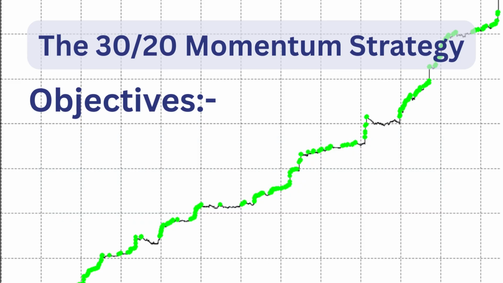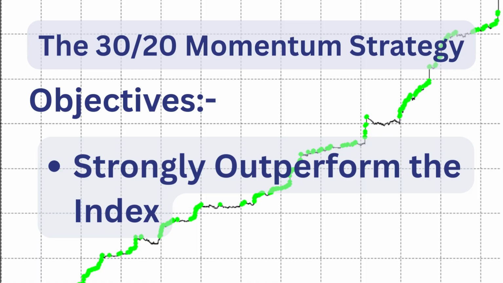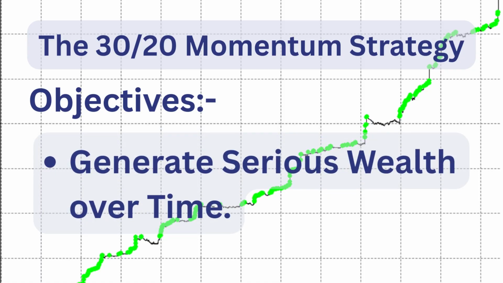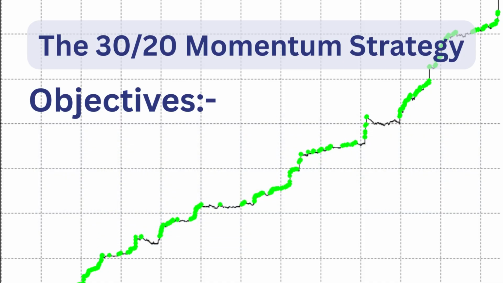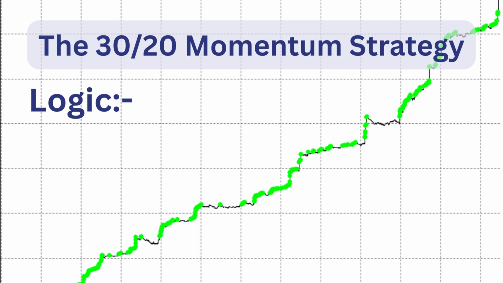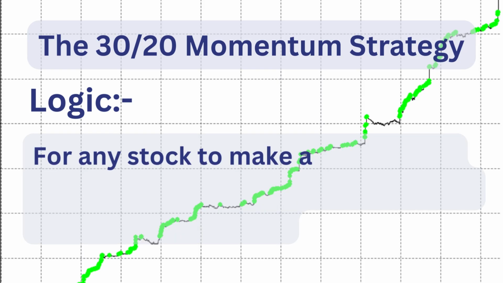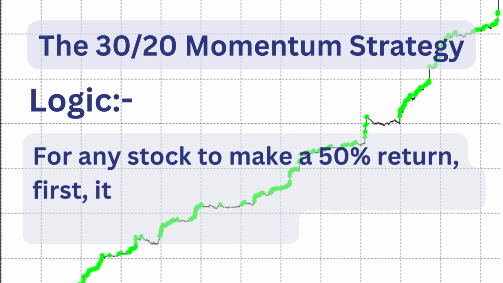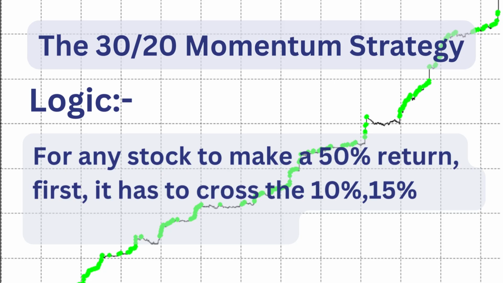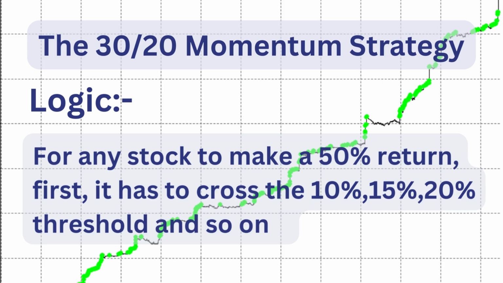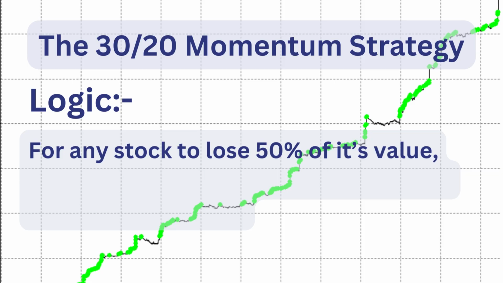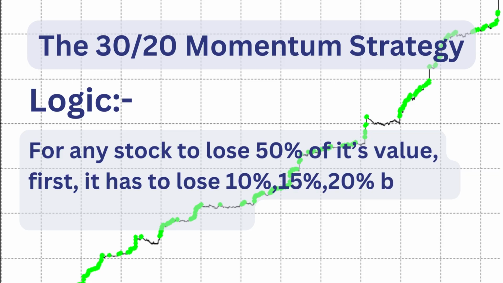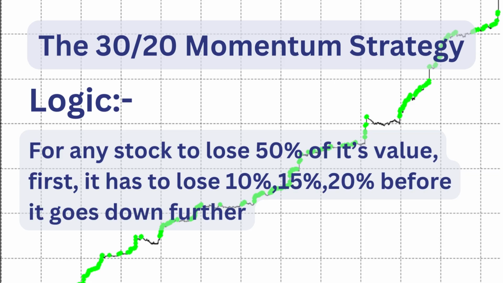Our objectives: strongly outperform the index, generate serious wealth over time, and minimize portfolio drawdowns during market crashes and black swan events. So here's the logic. For any stock to make a 50% return, first it has to cross the 10%, 15%, 20% threshold, and so on. Similarly, for any stock to lose 50% of its value, first it has to lose 10%, 15%, 20% before it goes down further. Let's look at the strategy.